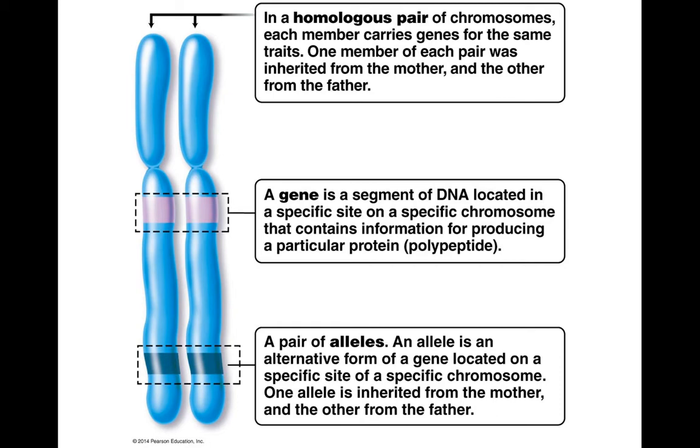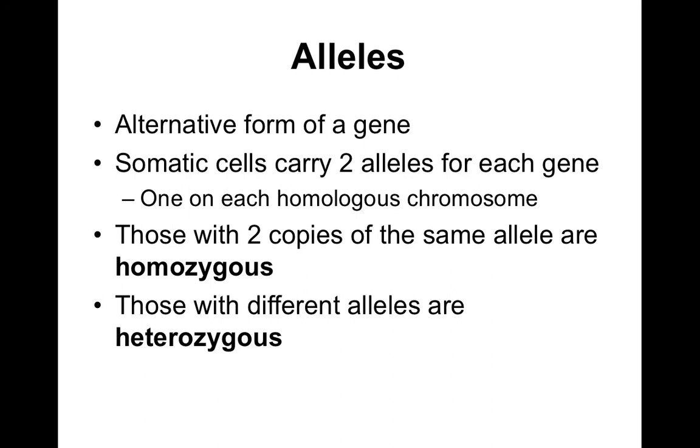So here's your homologous pair of chromosomes. Let's talk more about alleles. It's an alternative form of a gene. Your somatic cells, which let's remember back to our last lecture, a somatic cell is every cell in your body with the exception of your gametes. Now your gametes, the whole purpose of them is to have half the amount of DNA so that when they combine, when a sperm combines with an egg, well, bam, 46 chromosomes, full person.